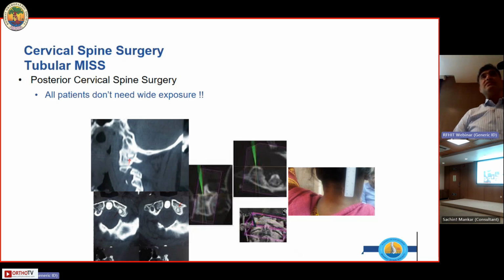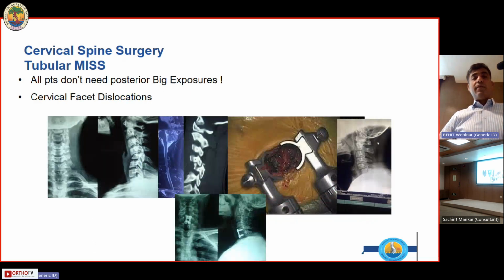So all these surgeries can easily be done combining the benefits of minimally invasive spine surgery and tubular techniques and navigation, which is coming very handy. Another case scenario where a cervical facet boring was done using a tubular retractor, further reducing the fracture dislocation.